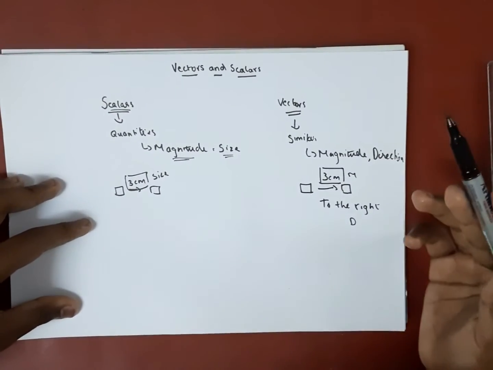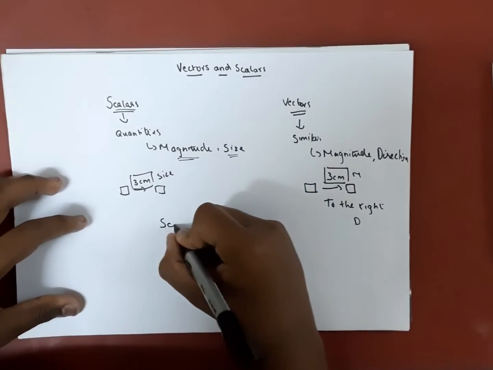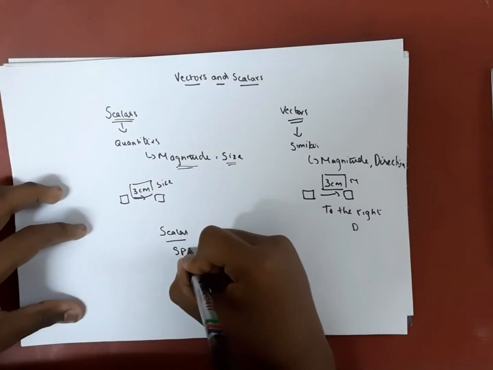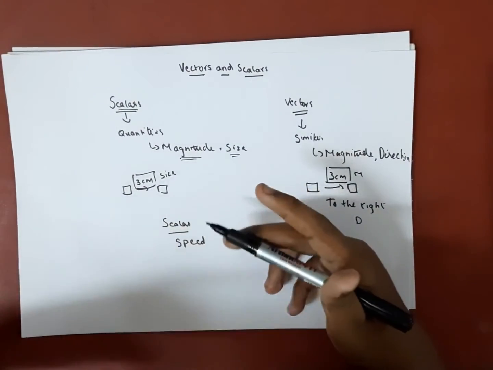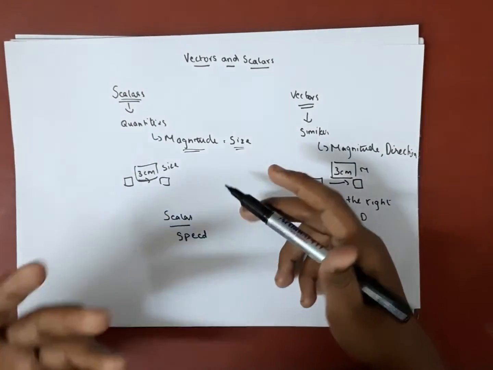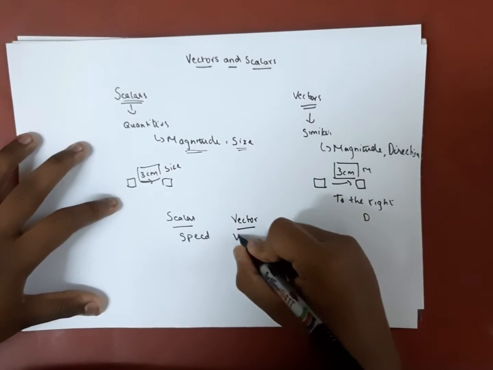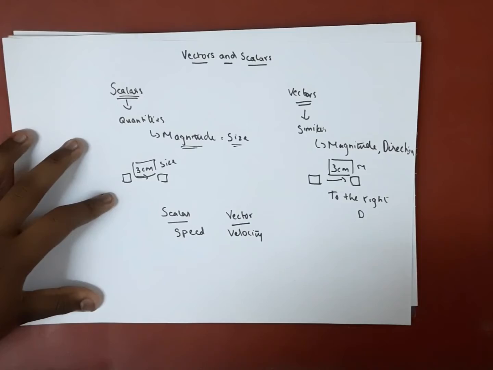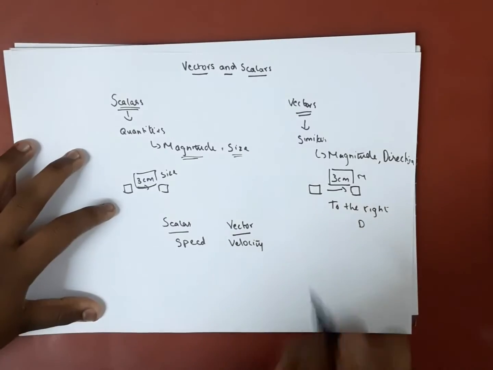Now let's look at some simple quantities for scalars and vectors. The first scalar quantity is speed. Speed doesn't really give you an idea of the direction, but only says something like 3 kilometers per hour. But the vector quantity for speed is called velocity, in which you say 3 kilometers per hour to the right, or 3 kilometers per hour to the left. So speed is a scalar quantity and velocity is a vector quantity.